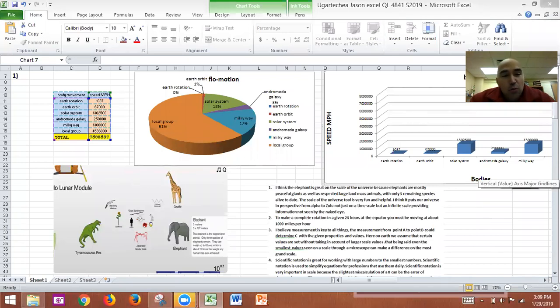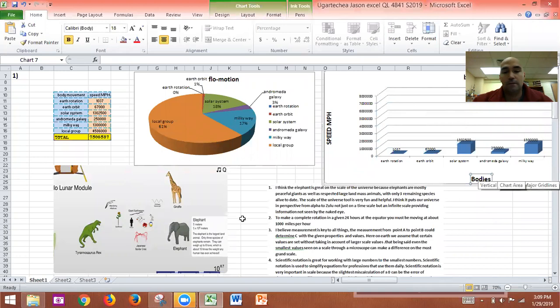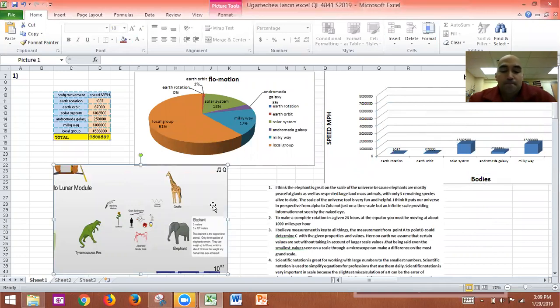On the universe tool, I decided to pick the elephant, because I thought it was the most profound thing on there. I chose the elephant because they're mostly peaceful giants as well as respected land animals, with only 3 remaining species alive up to date. I got that information off the scale here, as you can see, the elephant scale. I don't know if you can see that. Yes, the Scale of the Universe tool is very fun, very helpful.